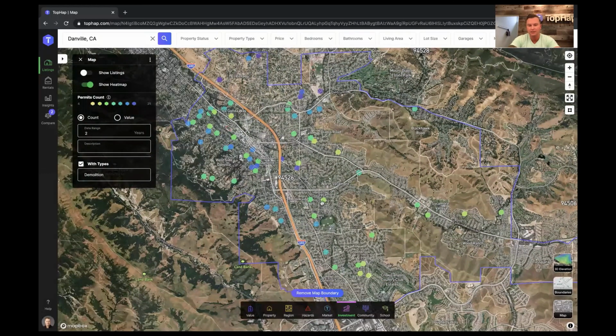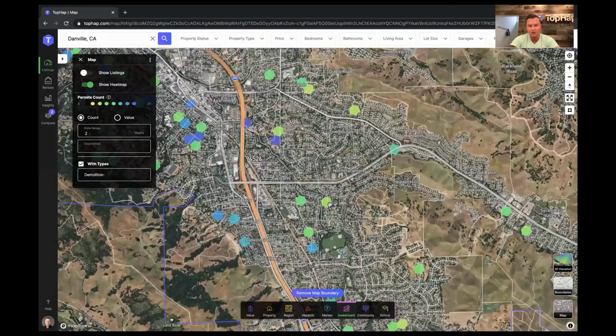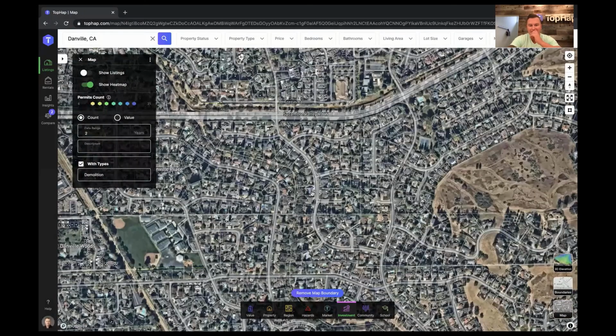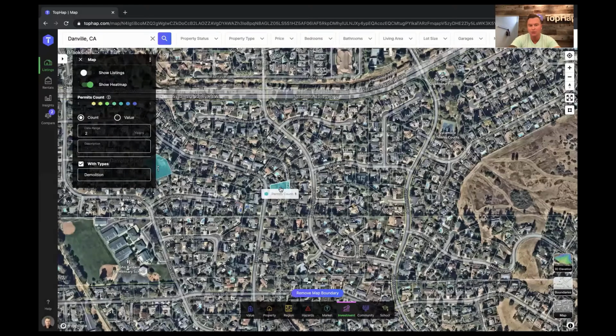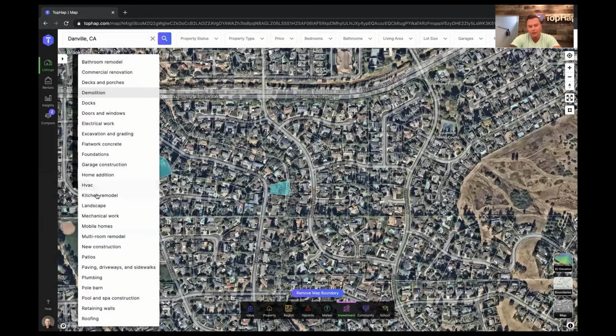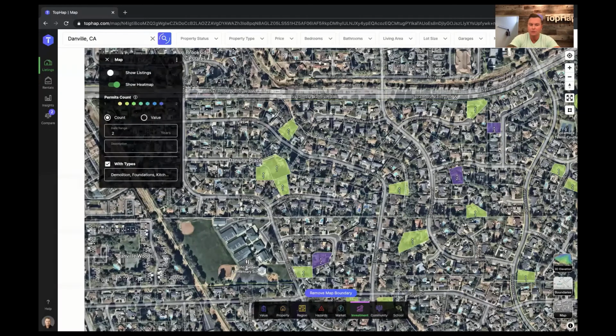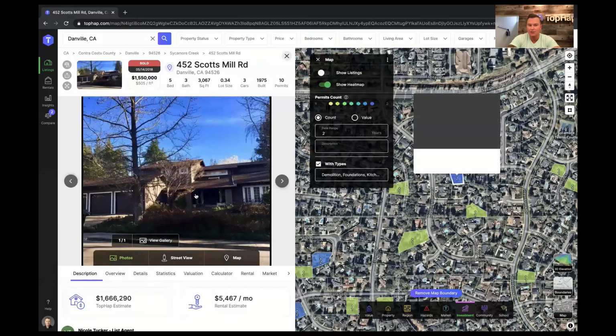Well, here they are. And if we zoom into the parcel level, we can see which properties actually have had a demo permit pulled in the last 2 years. You can change that to 1 year. What about a kitchen remodel? What about landscape? What about foundation work? You know, patios? All of this type of information is here for you. And if you enter into a specific property, like I just did here, it shows me I have 2 permits.